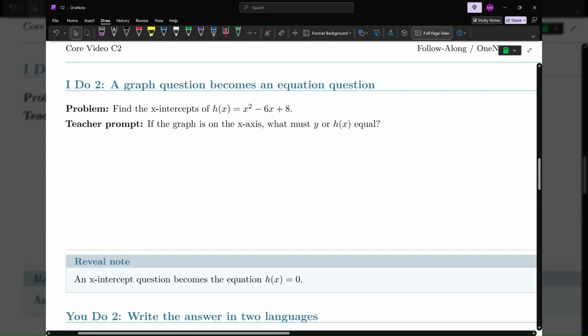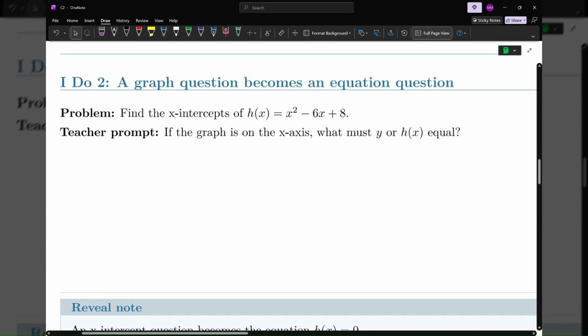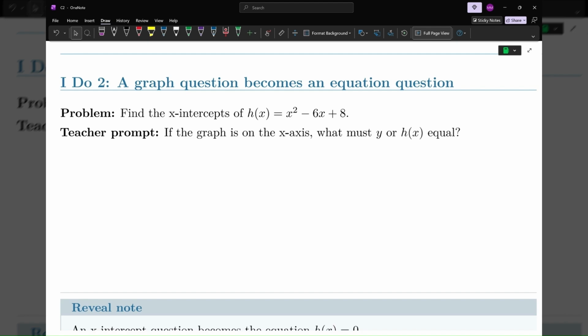Okay, here we go. So another one for me to do. The question says, find the x-intercepts of h of x equals x squared minus 6x plus 8. Now this sounds like graph language. So our question again is, if the graph is on the x-axis, what must h of x, or y, equal? So again, x-intercepts is really telling us right away that y is 0.